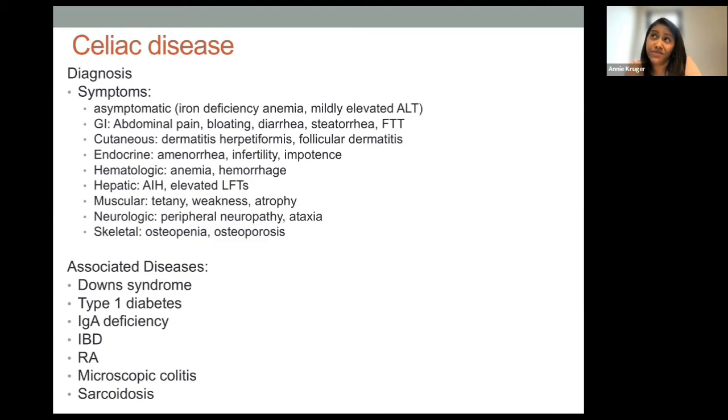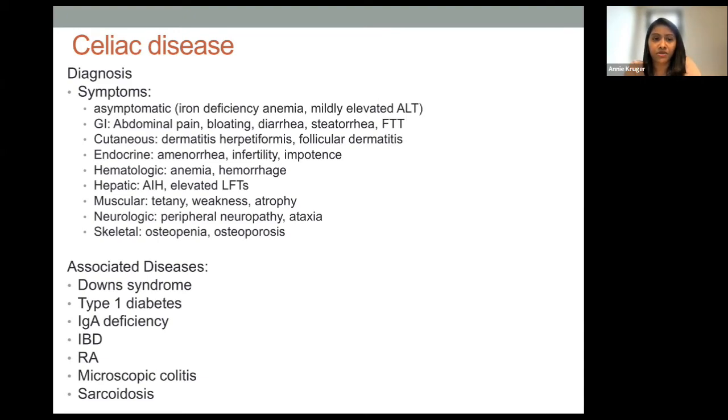Now, in about 15% of patients, the serology may be negative, but they may actually have true celiac disease. So they really should be followed up, especially if they have that iron deficiency anemia and elevated ALT, or even just iron deficiency anemia alone and a negative TTG. You should still do an upper endoscopy to rule out celiac disease.